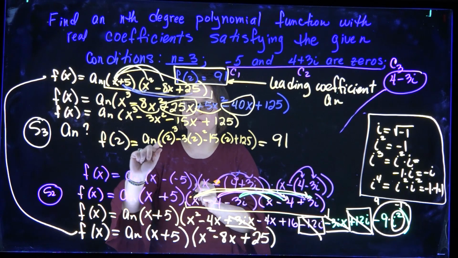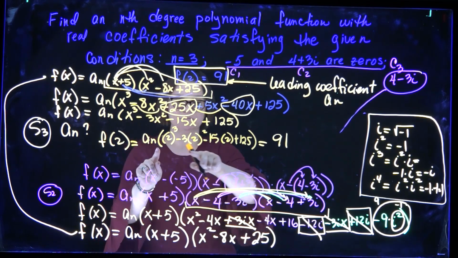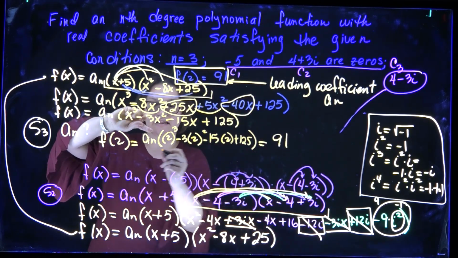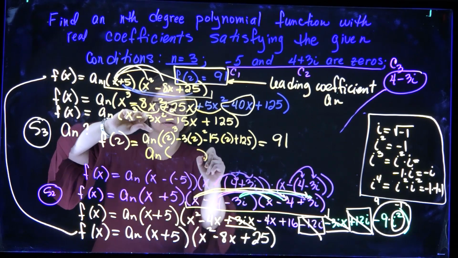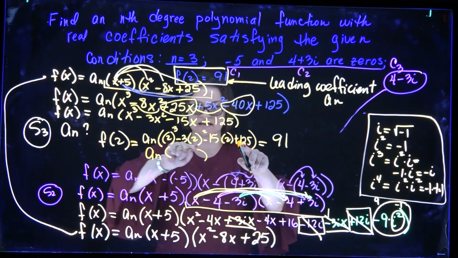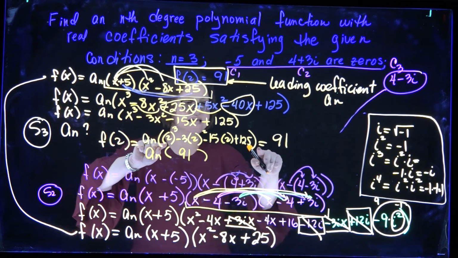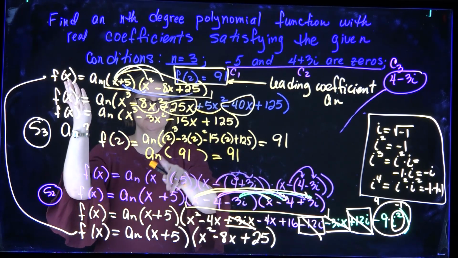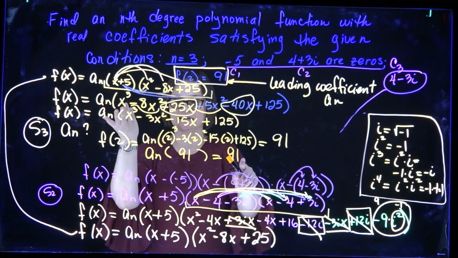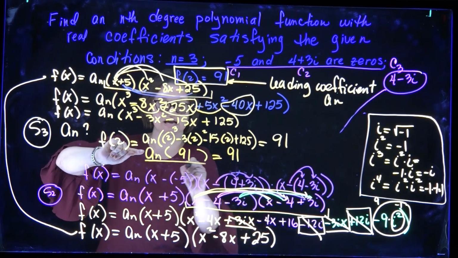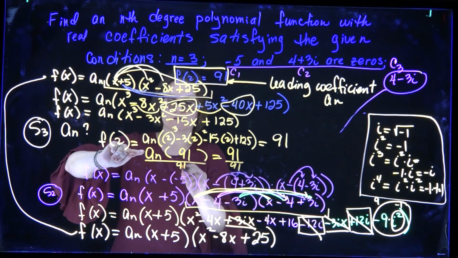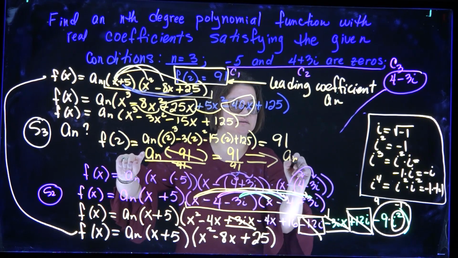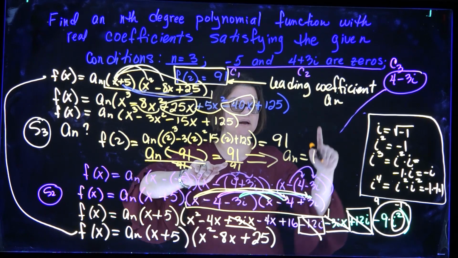All right, look what you have. You have a sub n times some number, and we can find this number by simplifying, equals 91. So again, let me rewrite it. Leading coefficient a sub n times, if you were to simplify all of this, you will get 91, equals 91. So you're saying some number times 91 equals 91. Well, to isolate this number, divide both sides by 91. 91 divided by 91 is 1, and you know that the leading coefficient is 1.